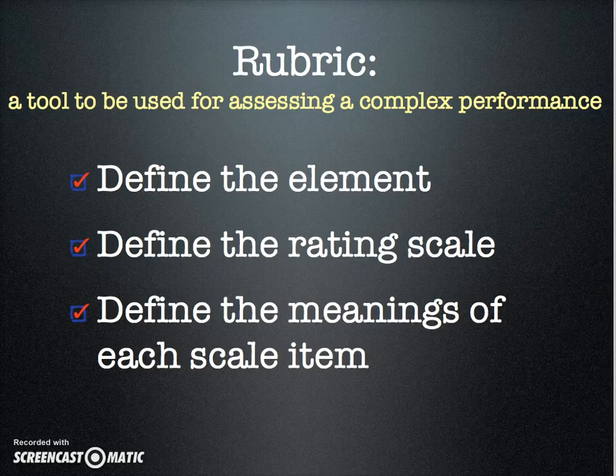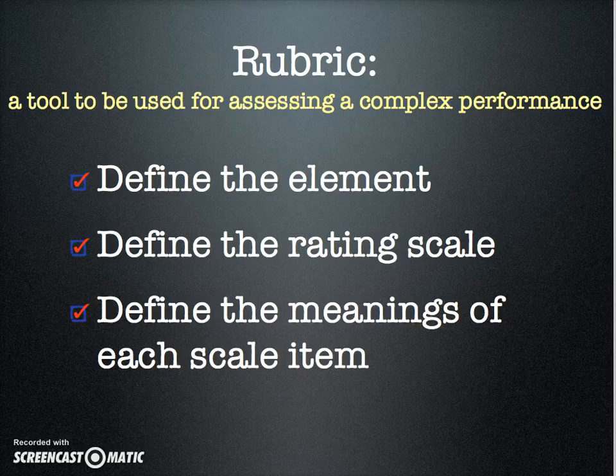Okay, so use your objectives to help you with the element part, the criteria part. It's all done for you. You just have to formulate it in a format that you now want to evaluate. The second thing that you have to do is define the rating scale. The rating scale is just numbers 1 to 5, or maybe descriptions like outstanding, satisfactory, those kinds of things. You define the rating scale and how you're going to do it.